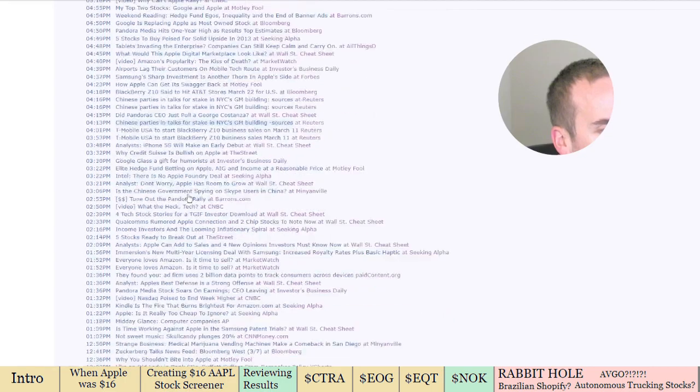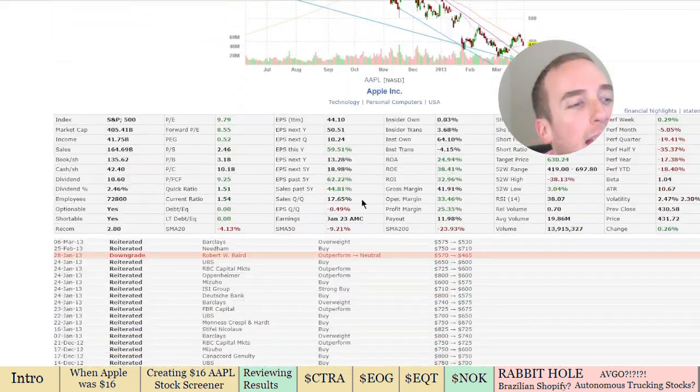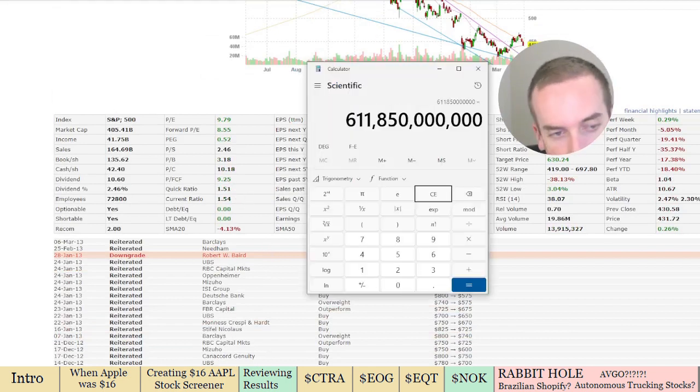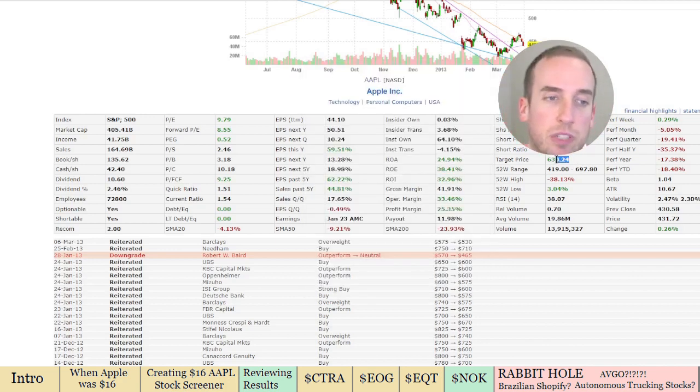Wow. Okay. They don't have the balance sheet from here. But as we can see, they have no debt and they have some cash. So let's just take it for what it is. And we're going to divide this by 938,760,000. $651 stock price. You can see the target price right here is 630. So my calculation was still pretty good back in 2013.